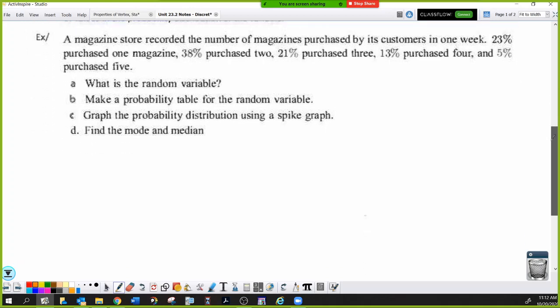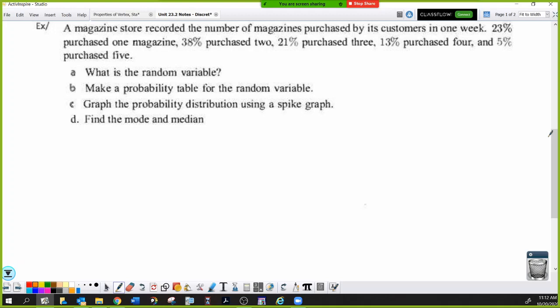We have 3 examples. So a magazine store recorded the number of magazines purchased by its customers in 1 week. 23% purchased 1 magazine. 38% purchased 2, 21% purchased 3, 13% purchased 4, 5% purchased 5. Part A just wants to know what is the random variable. So you would just say, well, the random variable, say capital X, is the number of magazines sold.